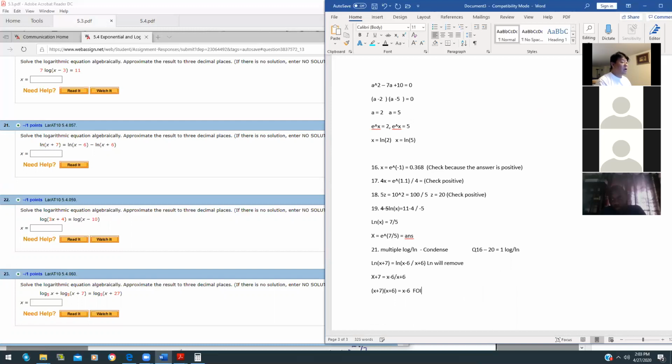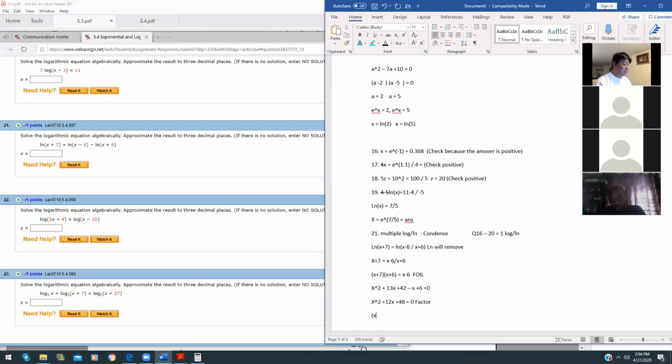So what you need to do now is FOIL the x plus 7 and x plus 6, which will give you x squared plus 13x plus 42. And then you have to subtract x and add 6, so this is equal to 0. This is kind of back to your quadratic equation, where you do the FOILing, make it standard form equals to 0, and then you factor. So x squared plus 12x, 42 plus 6 is 48. And then this is all equals to 0, and then you have to factor this. The factor in this case is x plus something and x plus something, right?